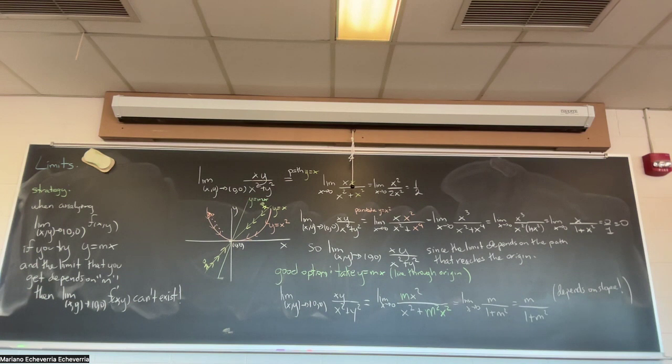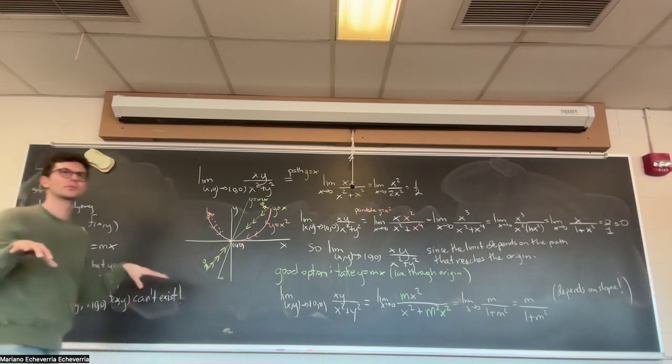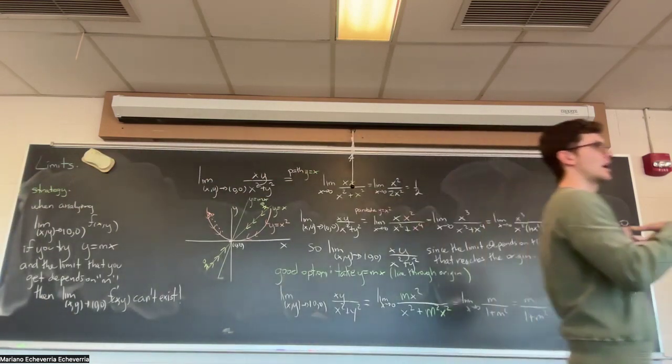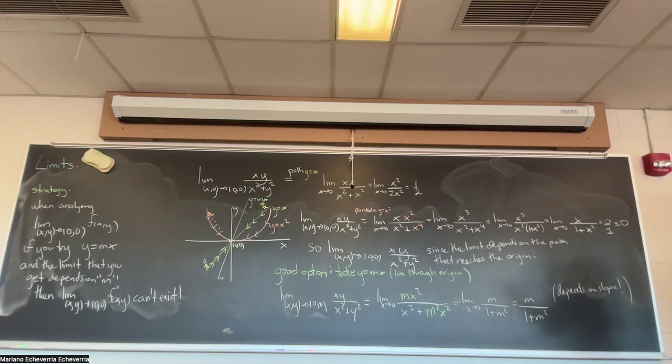So limit problems break into two categories. One is that it does not exist. If you want to show that something does not exist, the general strategy is to try different paths and check that they give you different answers. A good place to start is just the lines. If the lines already give you different values, then you're done, nothing else to worry about.